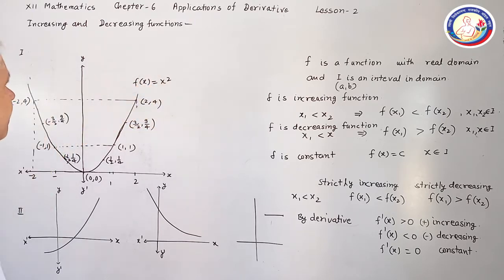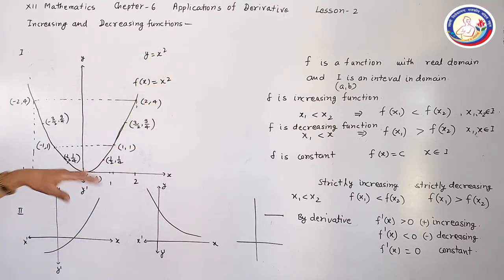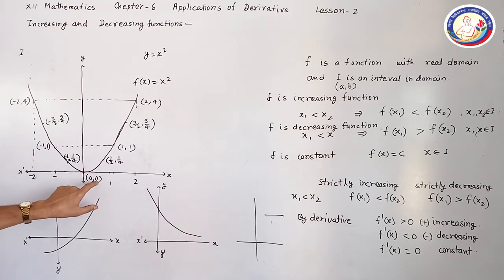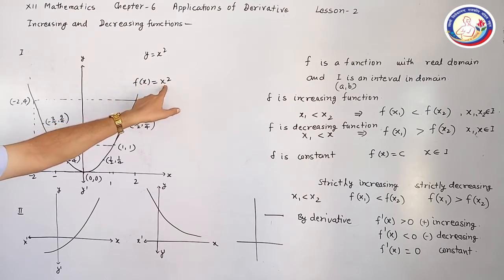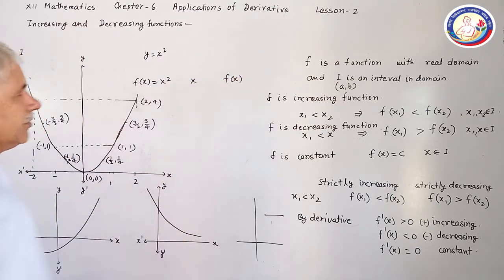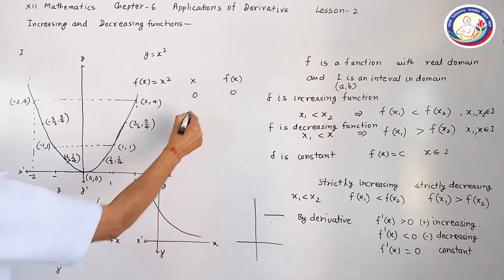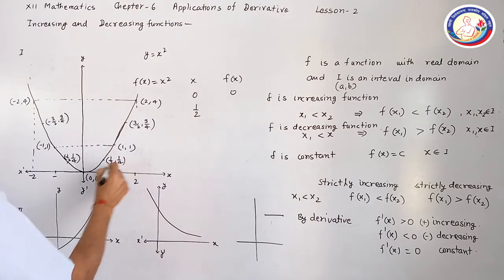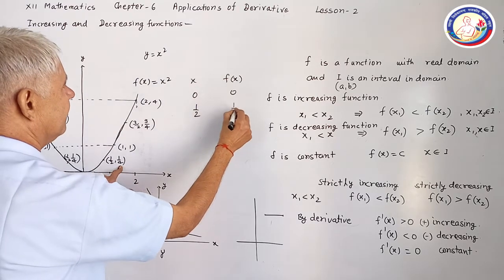First figure, this is a graph for function y equal to x square. First of all we discuss the nature of this graph. Here if the value of x is 0, then y is also 0, because if you put x equal to 0, then f(x) is 0. If you put 1 by 2 as the value of x, then the value of the function is the square of 1 by 2, that is 1 by 4.